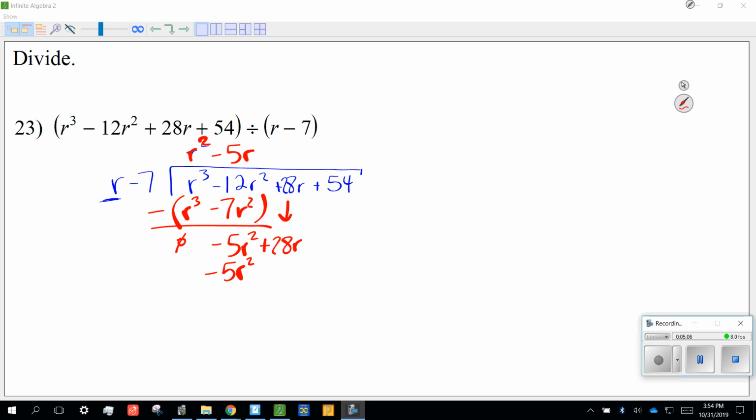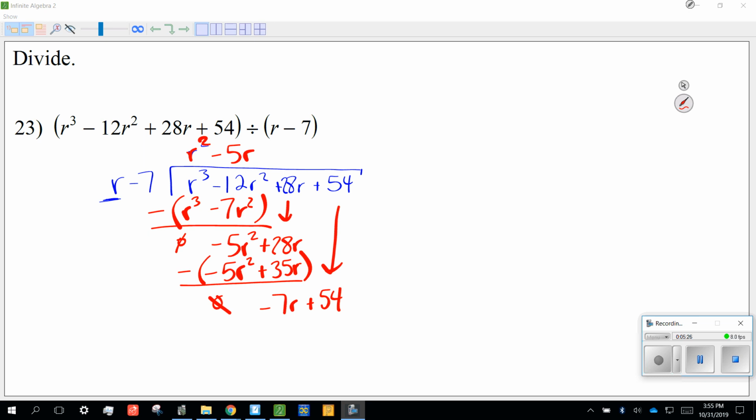Okay, then negative 5r times negative 7 is 35r. And now we subtract that. We get no more r squareds, but 28r minus 35r is negative 7r. And we bring down the 54.